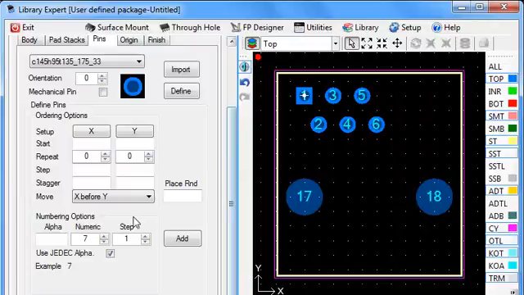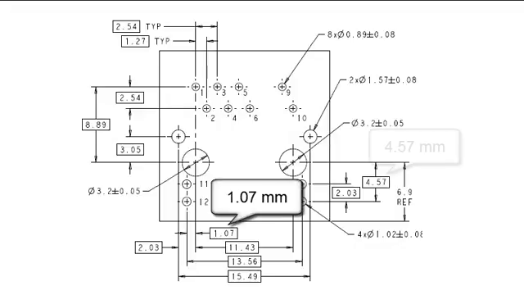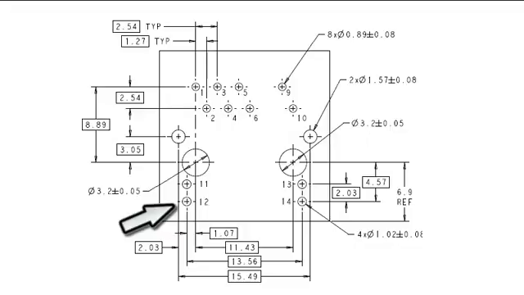Now we're skipping 7 and 8. We'll go up to 9. And that would be 7, 8, 9, and 10. Next, I'm going to reset the origin back to the left-hand mounting hole and set the grid up for 1.07 in X and 4.57 in Y. And that'll make it easy for me to add pin 12.